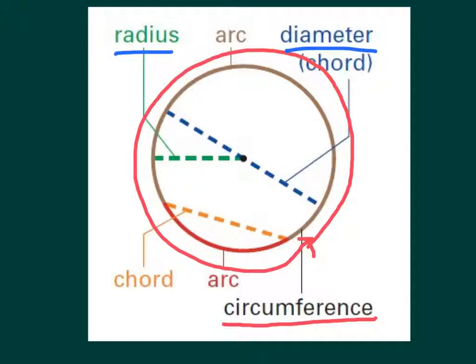The diameter and radius have a connection because diameter is the length from one edge of the circle straight through the middle to the other edge, and the radius is half of that distance, the distance from the edge just to the center of the circle. So the radius is always half of the diameter, and the diameter is always twice the distance of the radius.